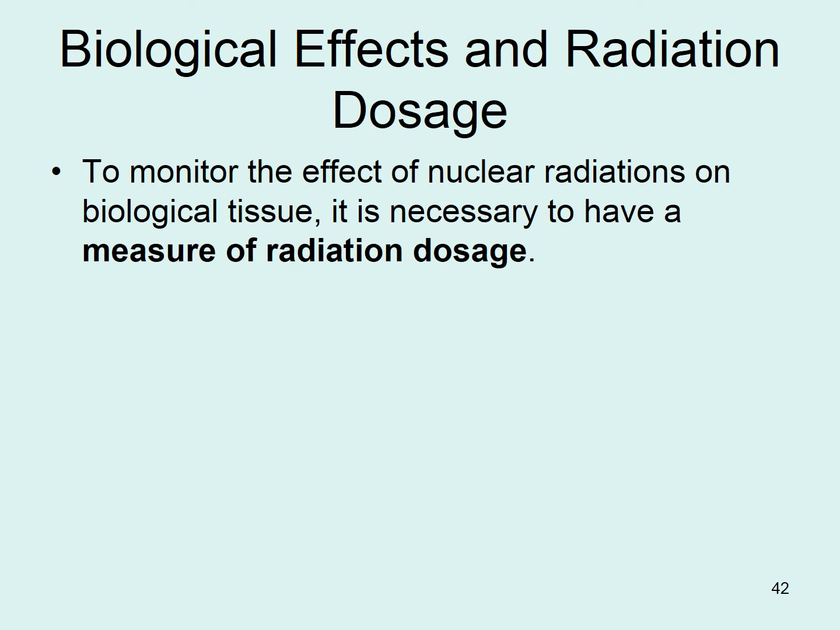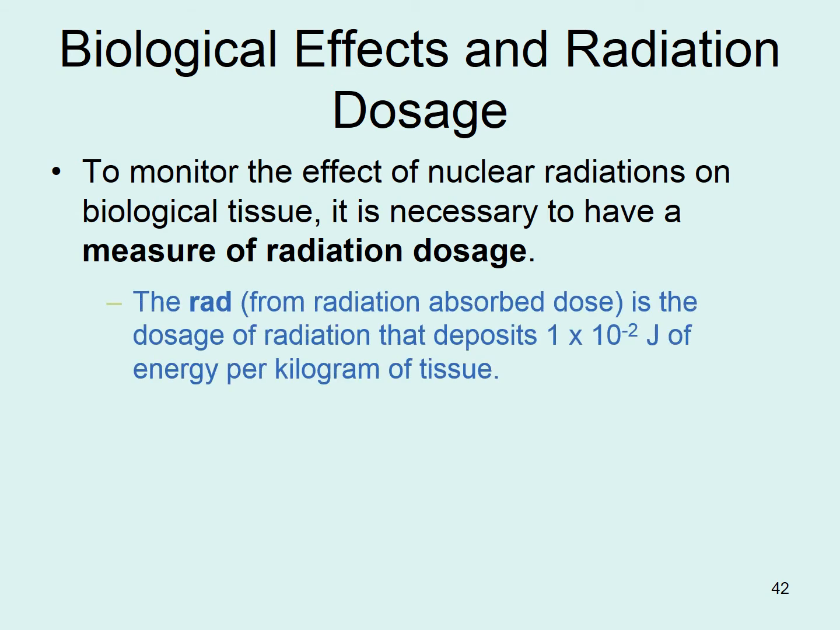To monitor nuclear radiation in biological tissue, it's also necessary to measure the radiation dosage. And so we have a couple of other units. The RAD, which stands for radiation absorbed dose, is the dosage of radiation that deposits, you can read this, 1 times 10 to the minus 2 joules, or 0.01 joules of energy per kilogram of tissue. Again, it's not critical that you remember these definitions. I'm just introducing them to you.